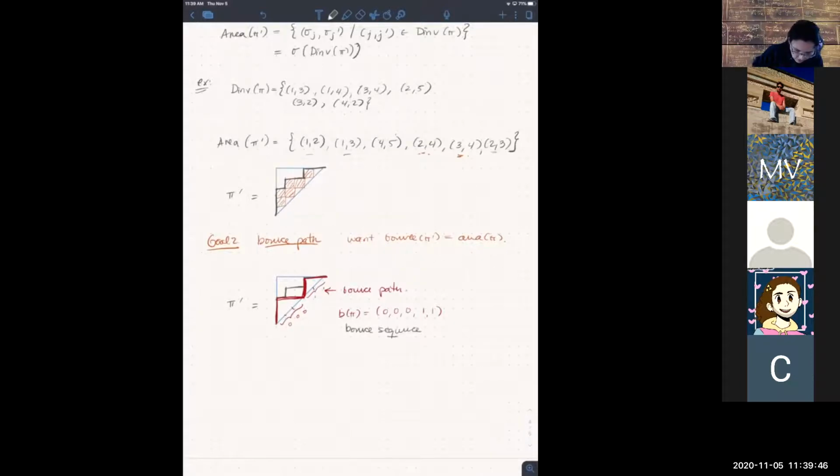which splits the diagonal, right? And obviously then we're going to say that bounce of pi prime in this case is going to just be the sum of the b_i's from i equals 1 to n.